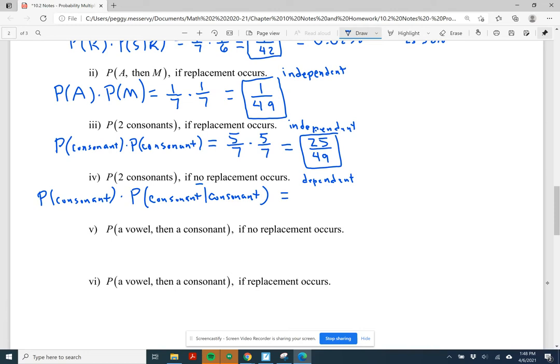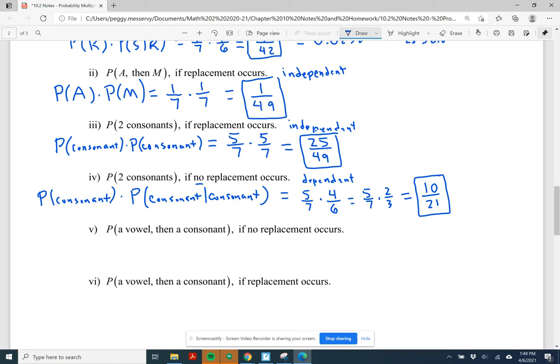Okay, the probability of a consonant is 5/7, but if I don't replace the first consonant, I now have 4 favorable outcomes, 4 consonants remaining out of the 6 tiles that are there. We're going to do a little bit of reducing. 5/7 times 2/3. We can't do any other reducing. 5 times 2 is 10. 7 times 3 is 21. And we have 10/21. And that's our probability. So almost a half, a little bit under half.